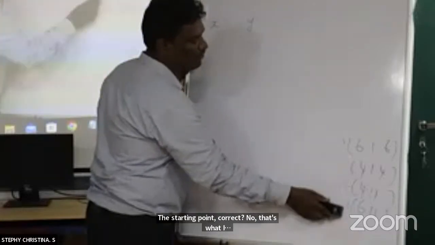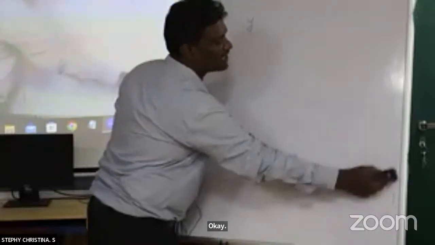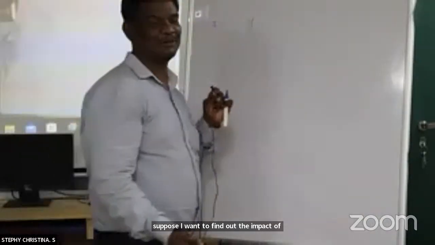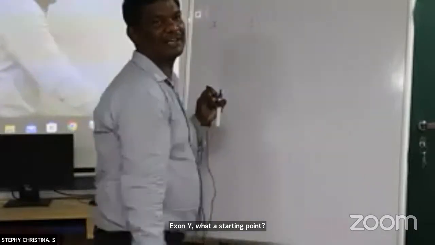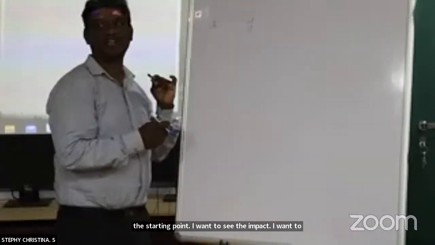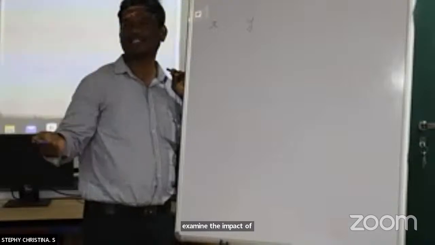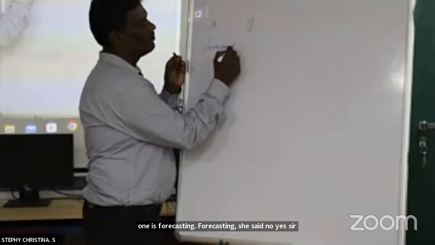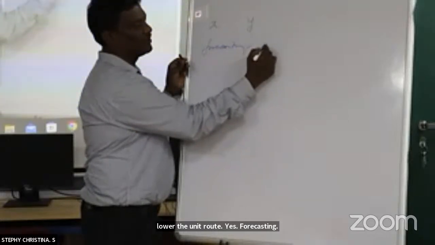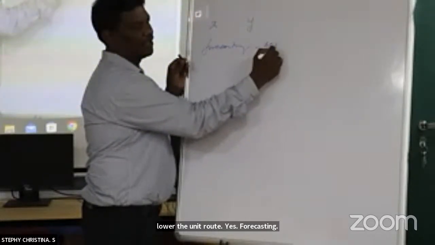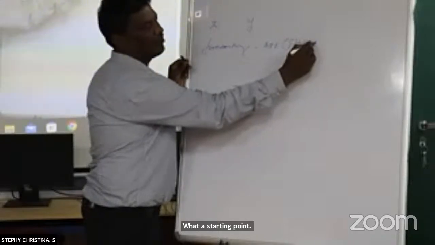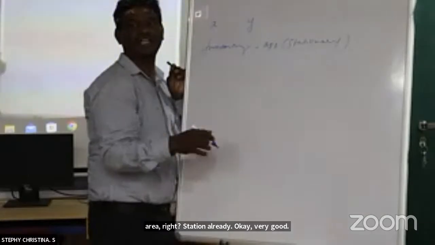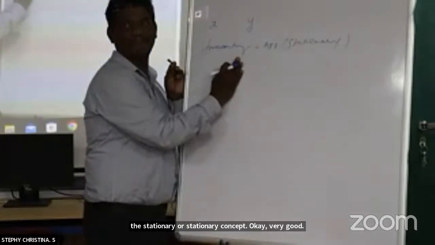Suppose I want to find out the impact of X on Y. What is the starting point? I want to examine the impact. First one is forecasting. Yes, sir. We'll go with the unit root. Forecasting, what is the starting point? ADF. Unit root, right? Stationarity. Okay, very good. The stationarity or stationary concept. Forecasting.